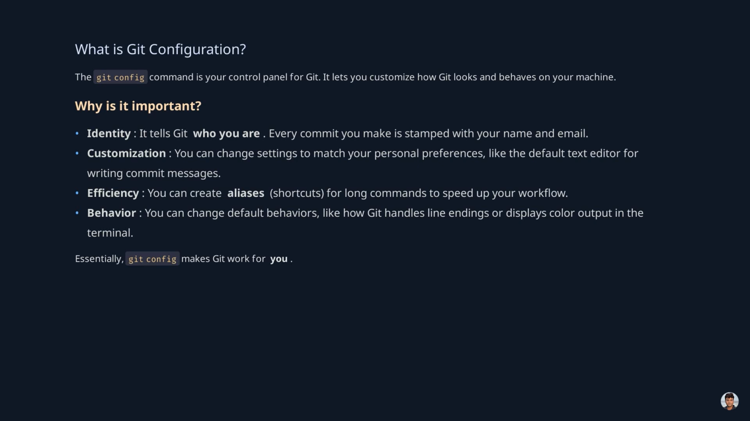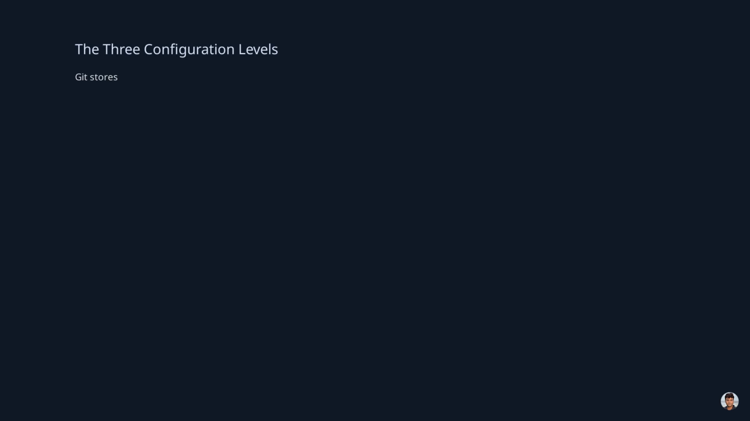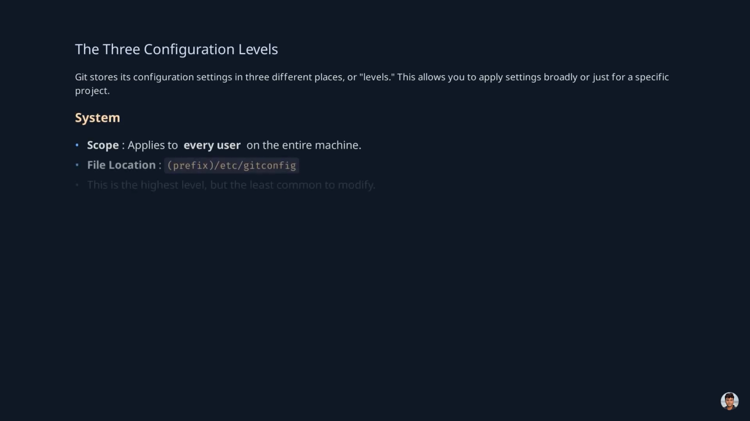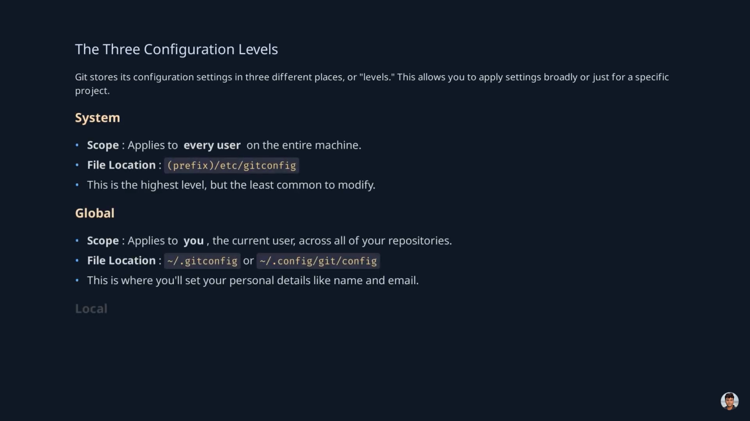But it goes beyond just your identity. You can change the default text editor Git uses. You can even create your own short commands or aliases for tasks you do frequently. By configuring Git, you are tailoring it to your personal workflow, making it faster and easier to use. Next, we will look at the different places where these configuration settings can be stored.